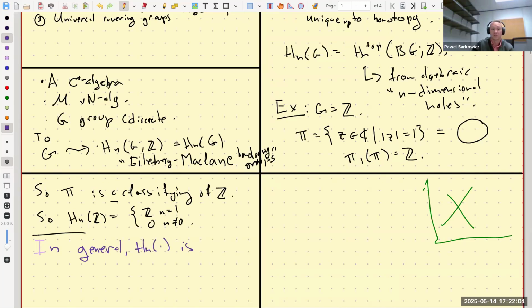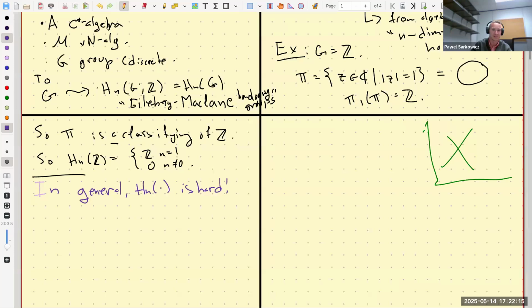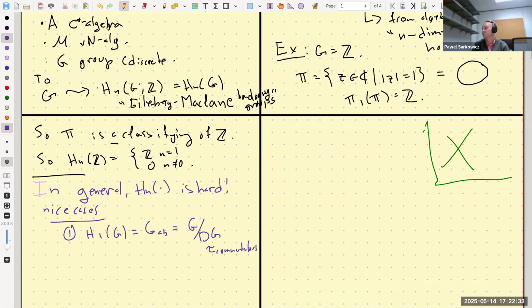HN is hard. It's hard to compute. Certainly past 1 and 2, it gets really difficult. But there's some nice cases for 1 and 2. First one is that the first homology group is just the abelianization. So this is the commutator subgroup. Just take G mod the commutator subgroup, and that's your first homology group.